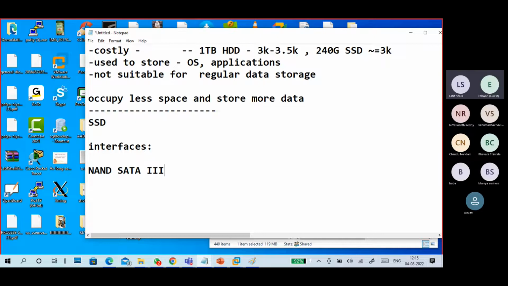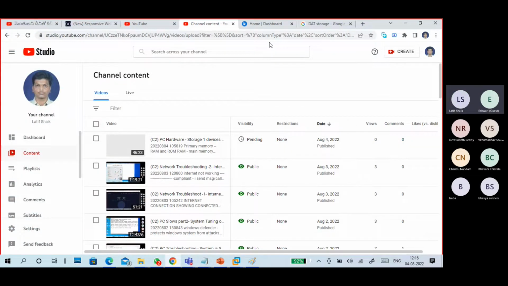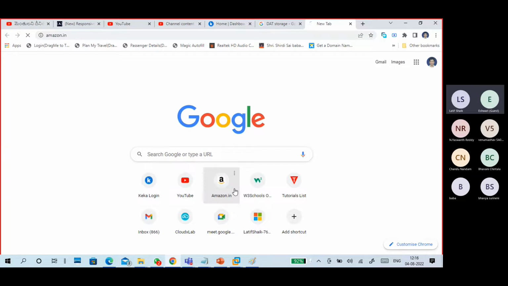Generally, we get around 6 Gbps. Don't buy this kind of thing. Check that your laptop supports NVMe M.2 framework. This is faster than the SATA interface because it's directly connected. So I will show you those kind of stuff if possible. I will open this Amazon account.